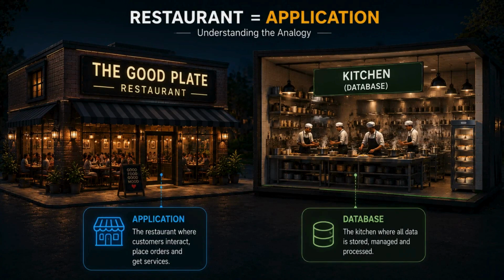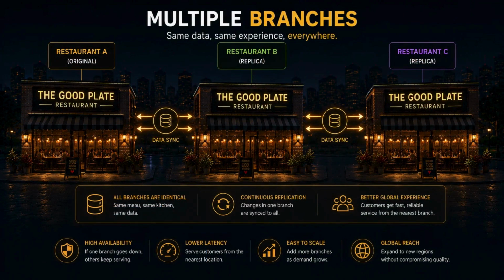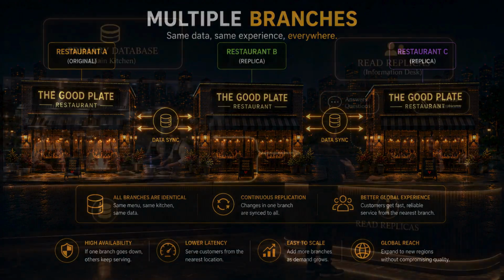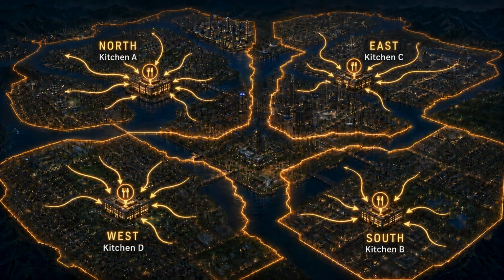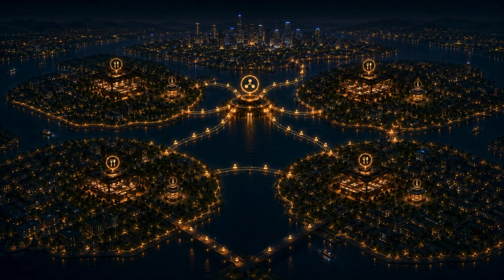So let's quickly recap. One kitchen serving everyone, that's a single database. Creating identical branches, that's replication. A separate information counter for customer questions, those are read replicas. And dividing the city into regions with different kitchens, that's sharding. Once you start visualizing systems this way, distributed databases become much easier to understand.